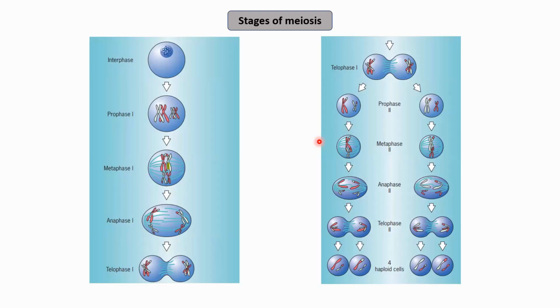And after this, there is the telophase stage, where the nuclear envelope may or may not form, and this telophase is then followed by prophase 2. At the prophase 2 stage, the nuclear envelope, which might have formed during the telophase 1 stage, again gets ruptured.